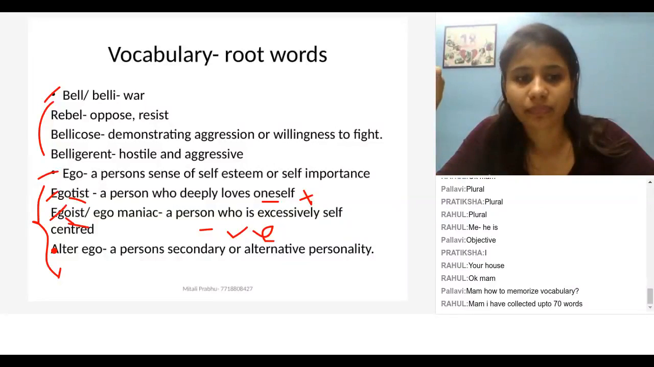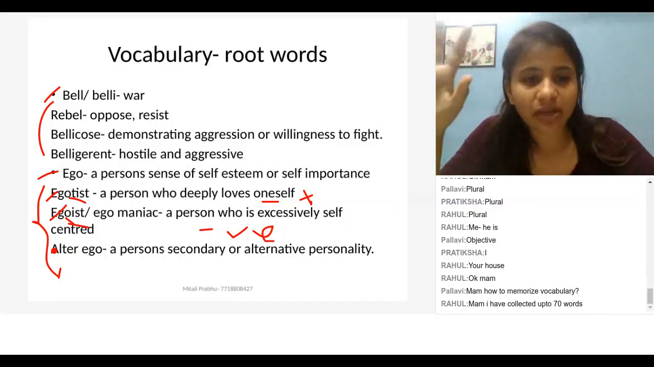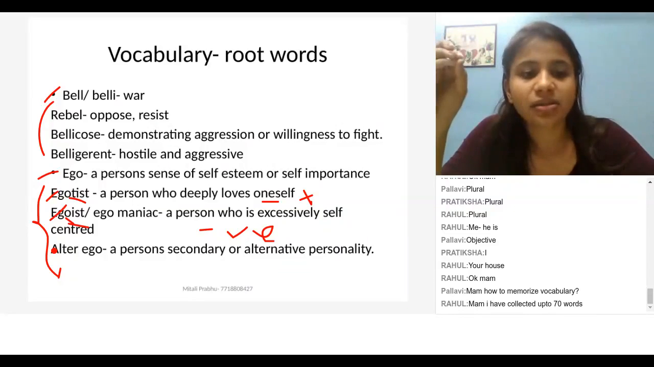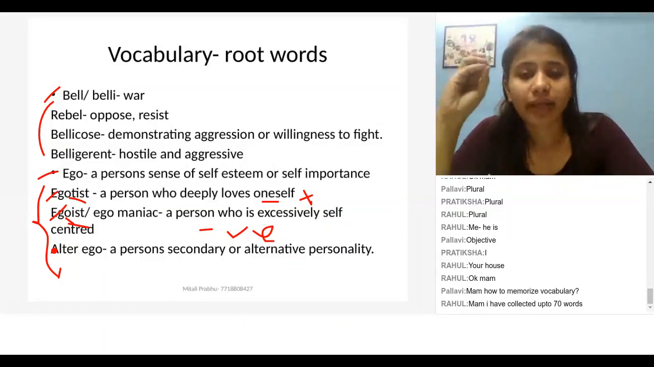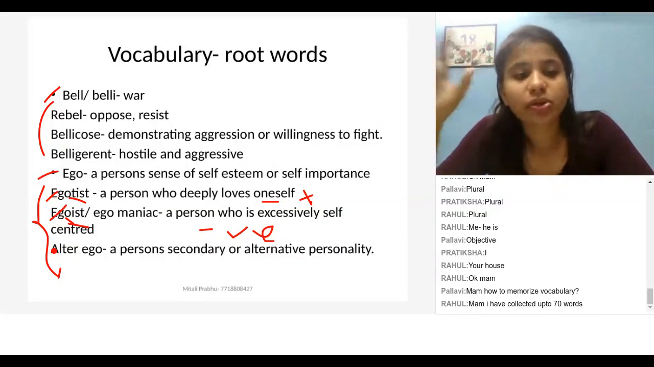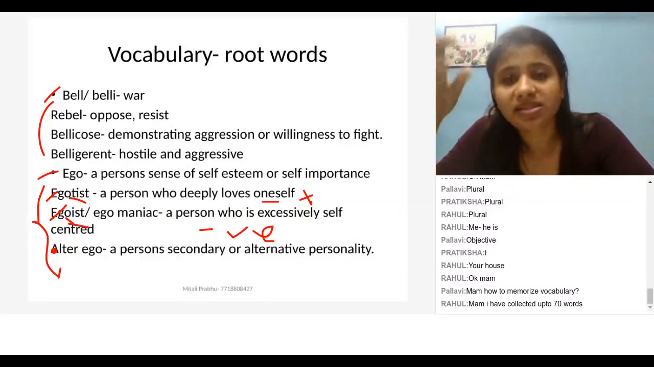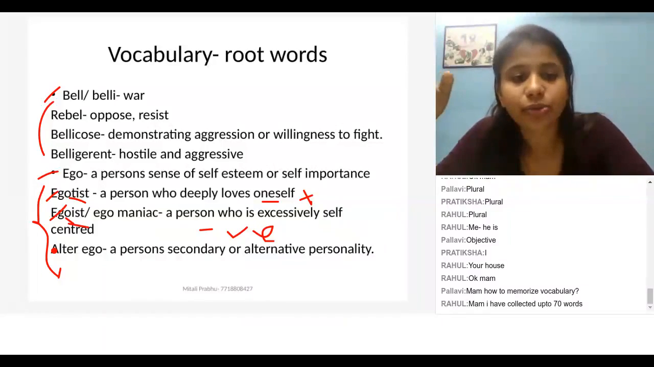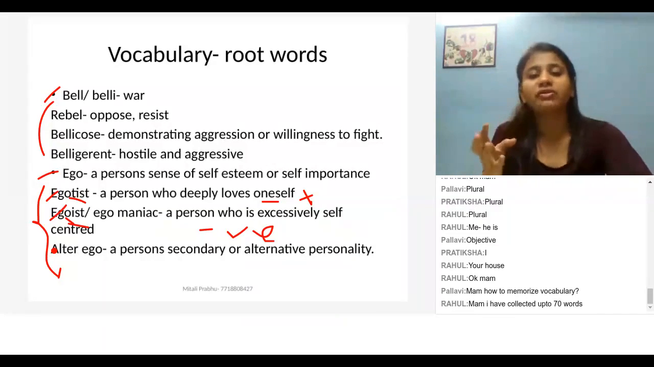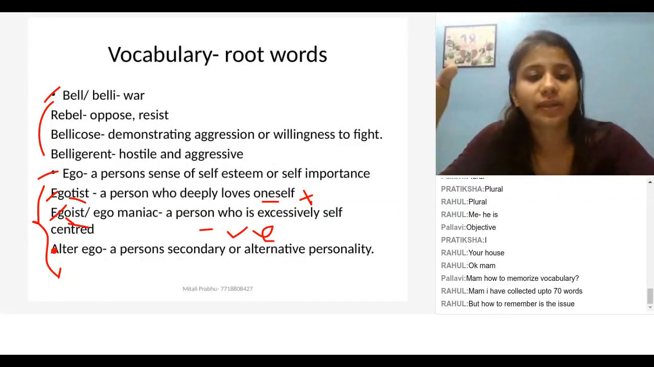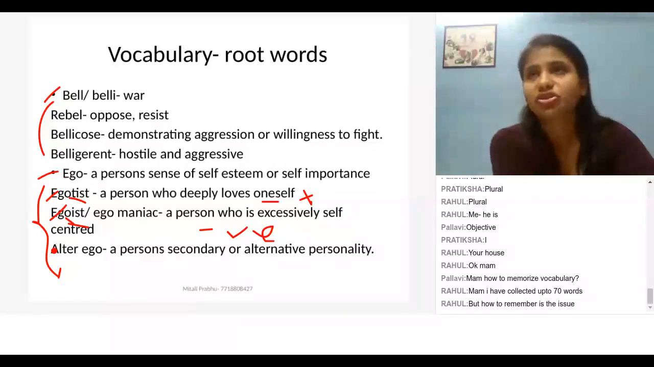Okay. But 70 words, it's good that you have collected 70, but 70 is not enough, because one thing you have to understand, that vocabulary is the most scoring. Okay, you'll have a closed test on vocabulary, you'll have vocabulary in synonyms and antonyms, you'll have vocabulary in the passage. Again, in the passage, they're going to give you words and ask you to find the closest meaning to the word. So it is the most scoring without any rules. How to remember is the issue. So that's what I'm telling you.